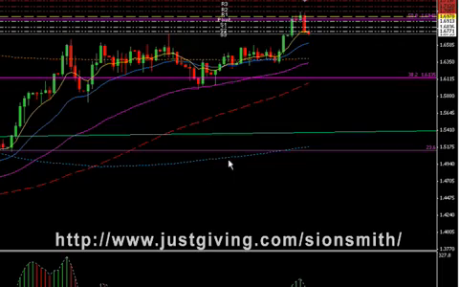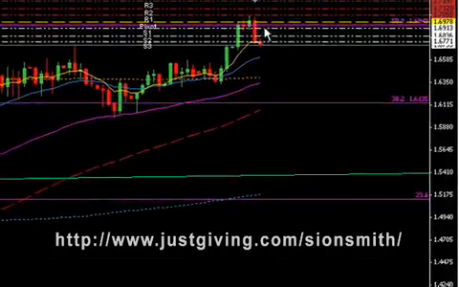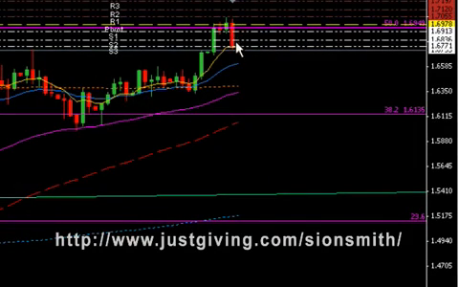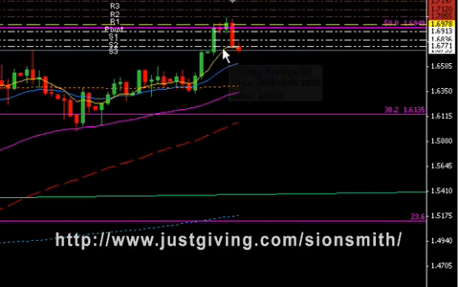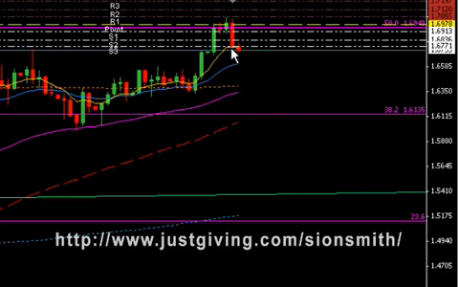Okay, so what we're doing here now, we're looking at the daily GBP USD. You can see yesterday, which is what the price action was, this strong bearish engulfing candle you can see here. Pull back to the 8 EMA, which is this gold line here you can see.